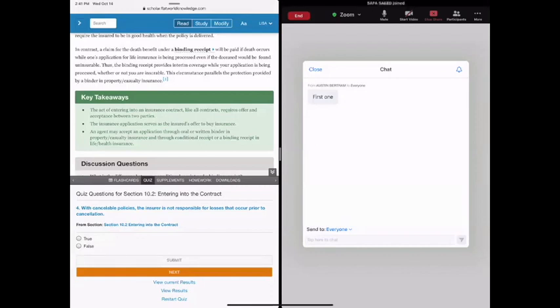With cancelable policies, the insurer is not responsible for losses that occur prior to cancellation. How about my future lawyer? What do you think of that one? With cancelable policies, the insurer is not responsible for losses that occur prior to cancellation. True or false?